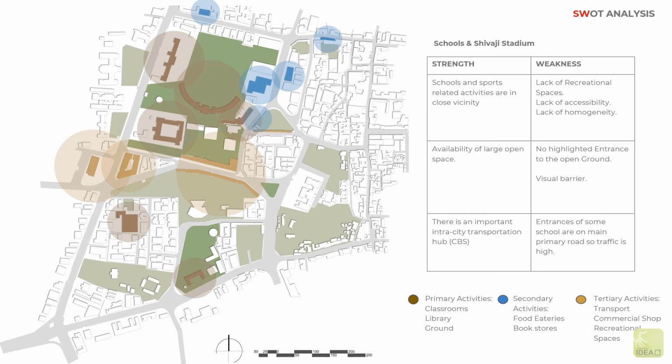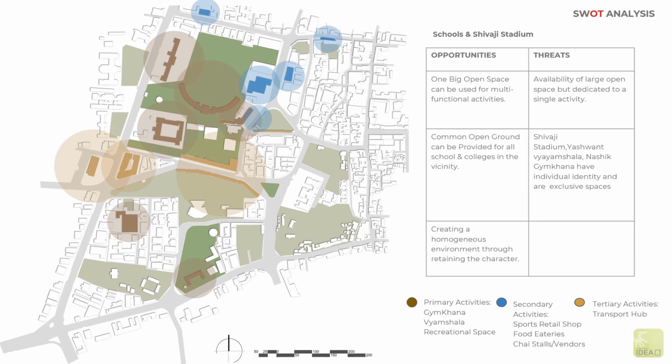Weaknesses are: despite the need for recreational spaces for schools, there is no recreational space at all. There is a lack of accessibility to the sports complexes and the open grounds. There is a lack of homogeneity in the entire area. There are no highlighted entrances to the open ground as the importance of the ground is not known. As entrances of some schools are on the main primary road, there is no spillover space, which creates a lot of traffic on the road.